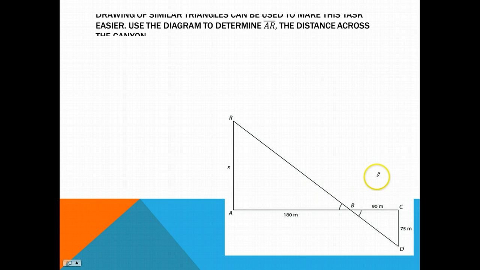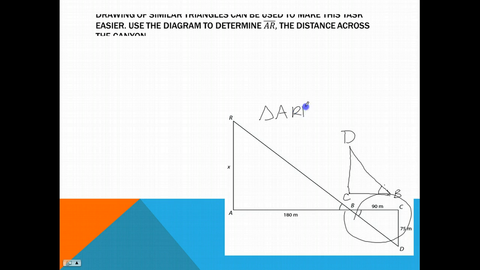So one thing you may find helpful is to redraw the smaller triangles so that we know exactly what sides are going to be corresponding here. If we redraw this triangle, we would have B, and then C, and then D would be at the top. And so here are similar triangles. Triangle ARB is similar to triangle CDB, so we can set up that proportion.